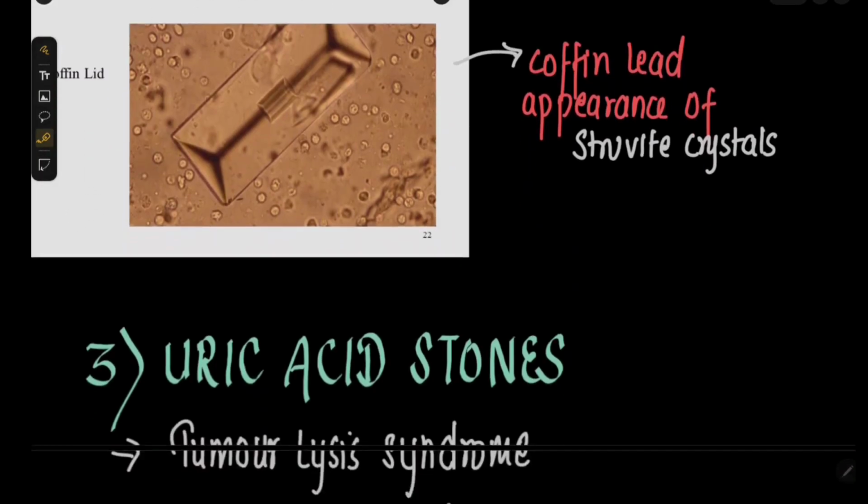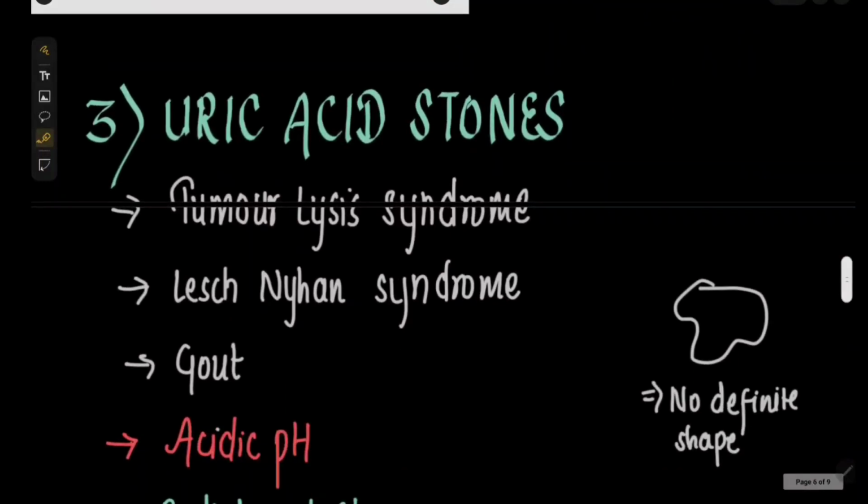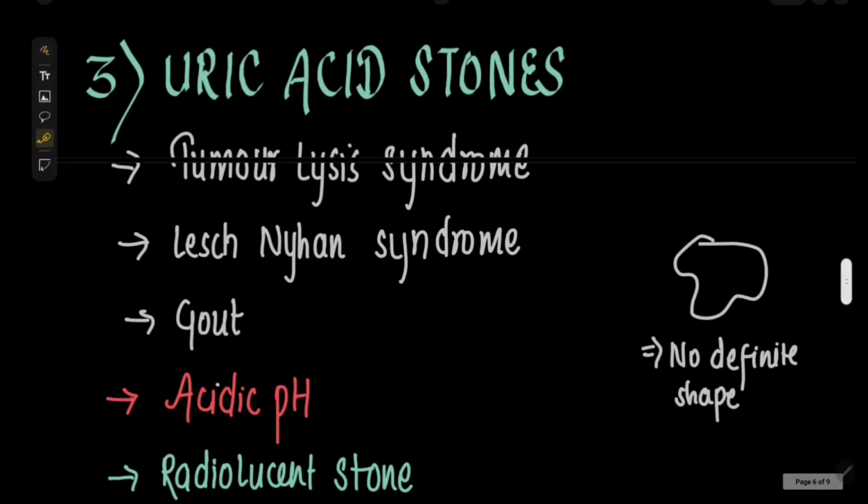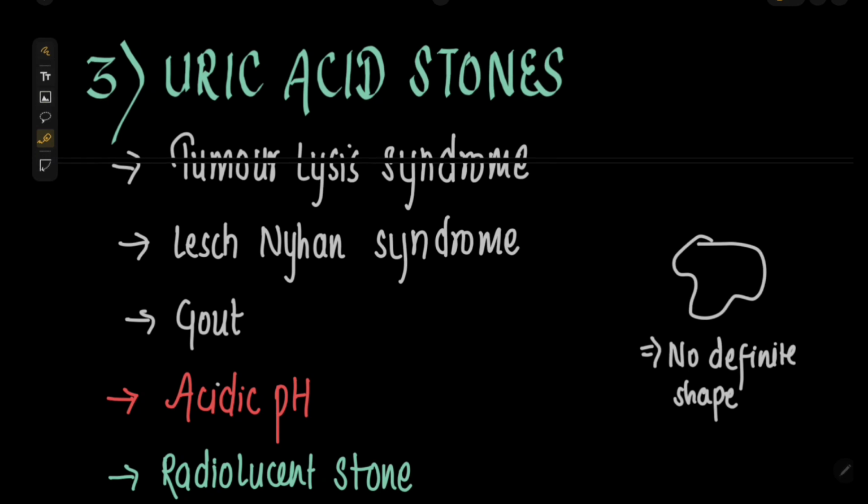Now we move to the uric acid stone, and the uric acid stone occurs in patients of tumor lysis syndrome or Lesch-Nyhan syndrome. Lesch-Nyhan syndrome is the syndrome in which there is a deficiency of the HGPRT enzyme, due to which there is more production of uric acid, and the more production of uric acid deposits in the kidney and helps in the formation of the uric acid stone.